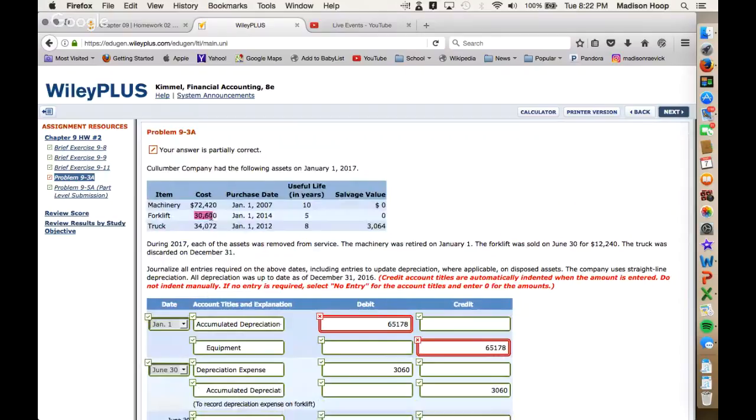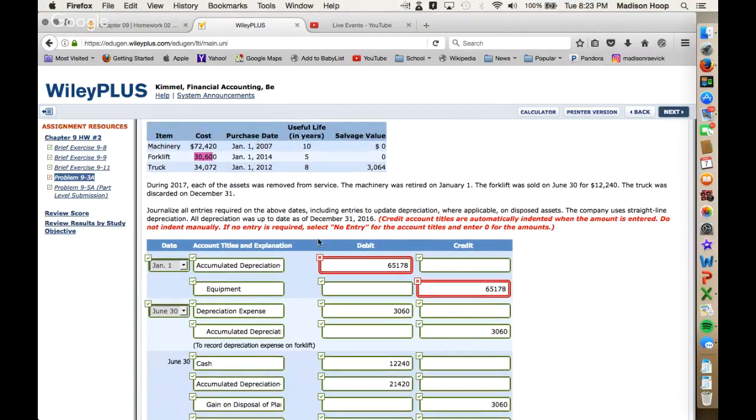Now for that, this is my cost right here, $30,600, minus the salvage value. I did not have a salvage value. Then we divide that by the useful life of 5 years. Because this was only half a year, we also have to multiply it by 6 divided by 12. It's just easier for me to divide that by 2 since that's what that fraction equals. And that gives us $3,060. So we put that in the debit and the credit column.